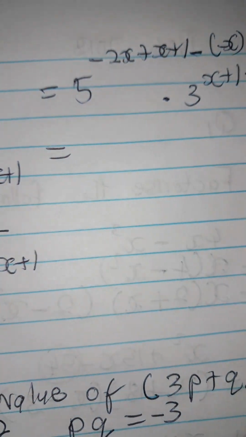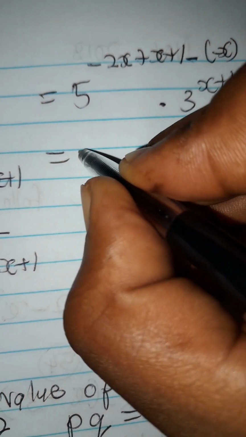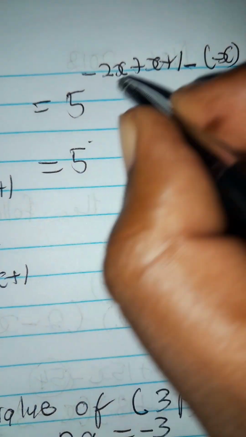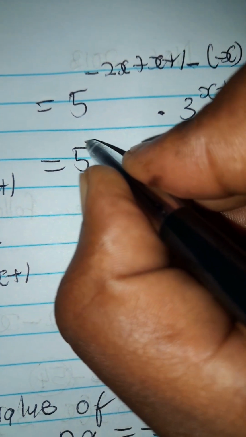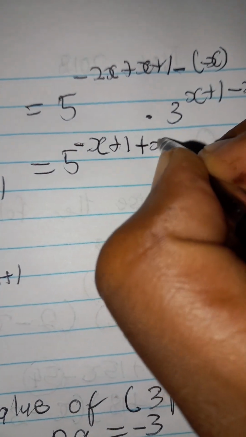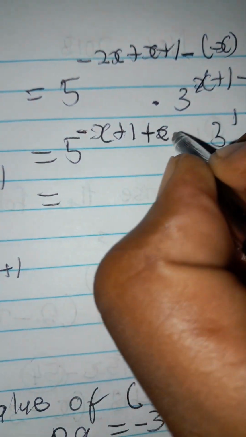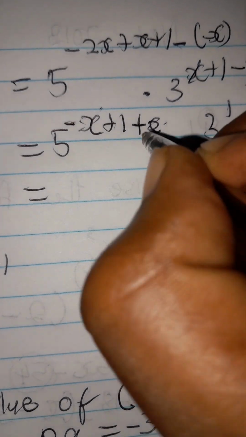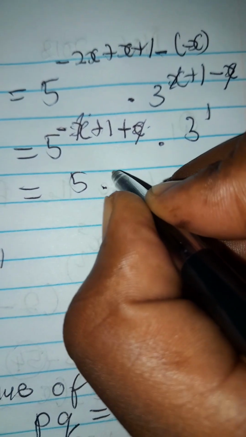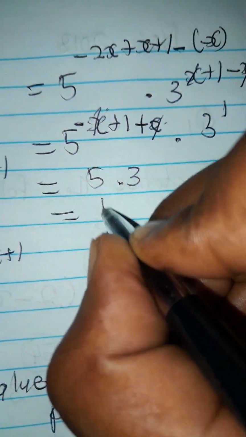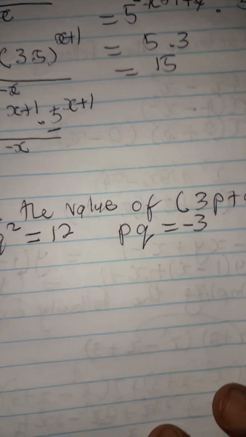So what are we going to have then? Let's collect the like terms there. We are going to have negative 2x plus x plus 1 plus x right here. So in this case, the x terms will cancel. Negative x plus x, that will be 0. It's the same as x minus x, so that will be 0. We'll have 5 to the power of 1, which is 5, and 3 to the power of 1, which is 3. Then 5 times 3, that will be 15.